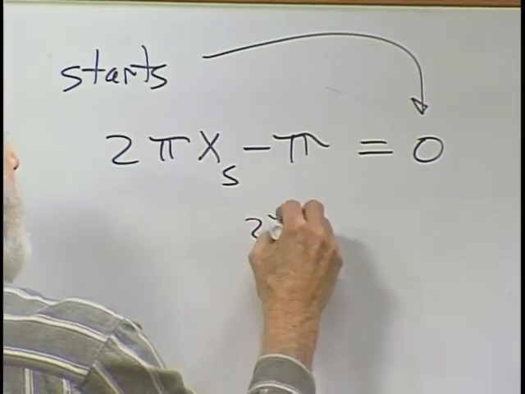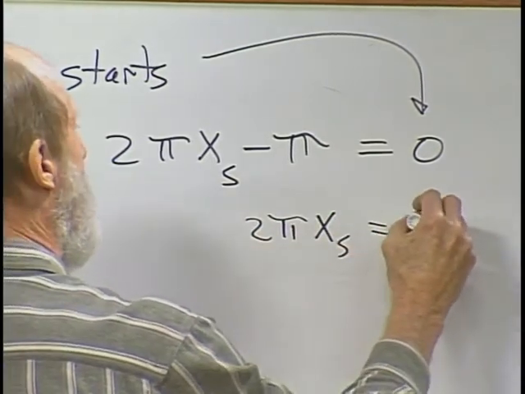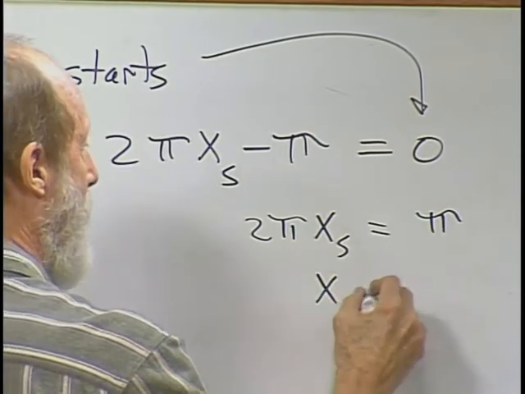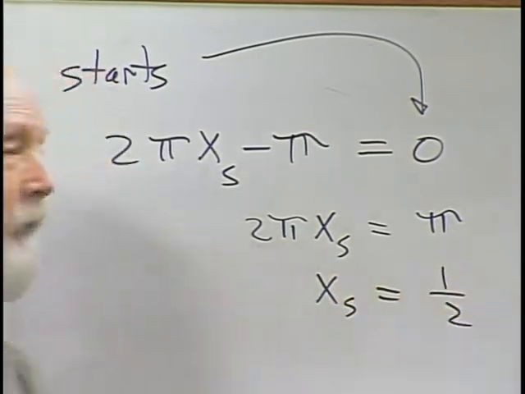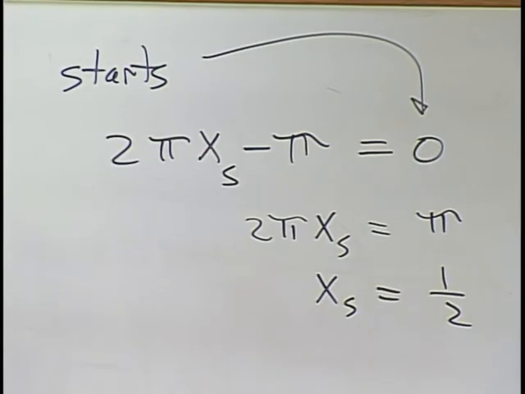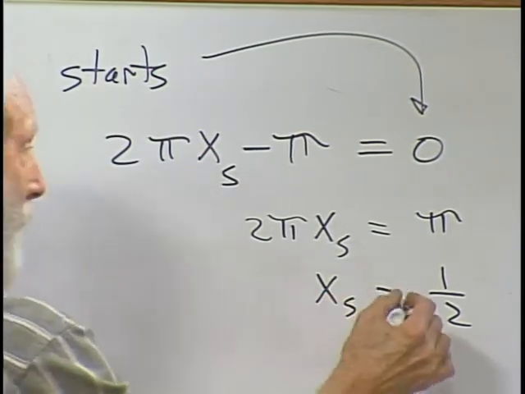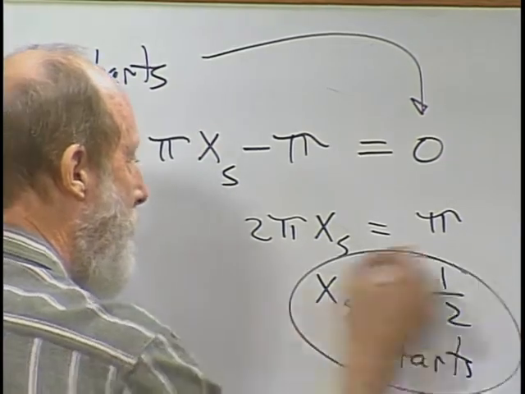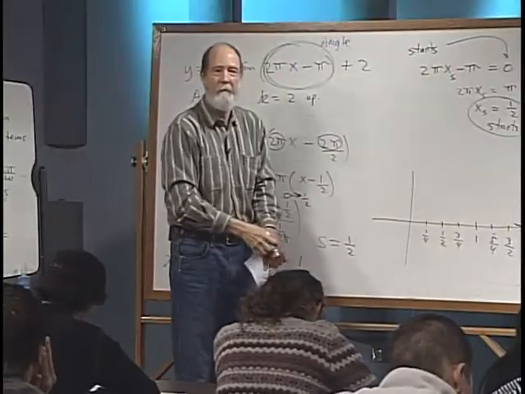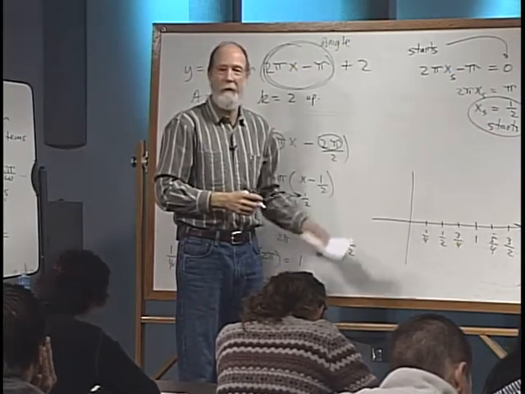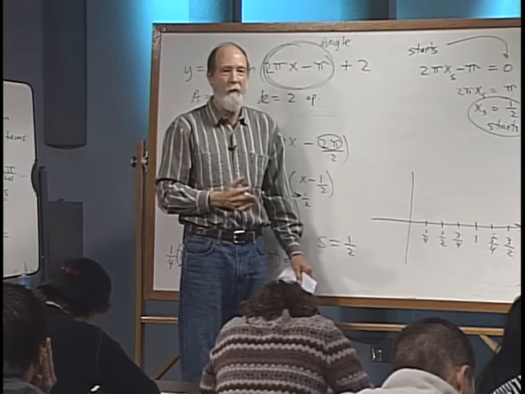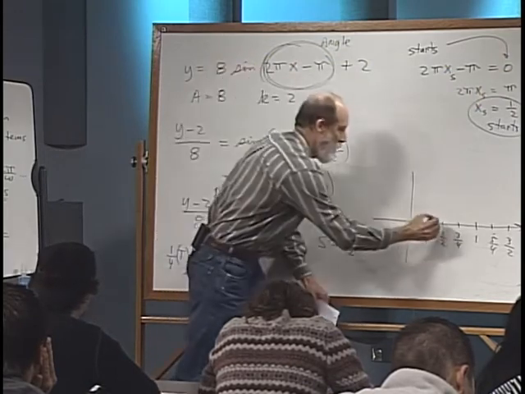So 2 pi x sub s equals pi. Divide both sides by 2 pi, and we get 1/2. The sine model starts its cycle here at 1/2. That is your phase shift. That's your phase shift, right here.